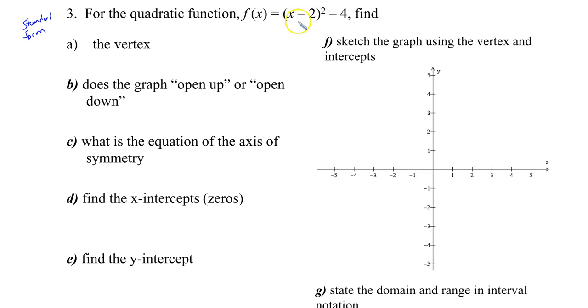The vertex is where did it get shifted to horizontally. Remember, this negative means it shifted to the right 2 units. So if we shift it to the right 2 units, we have an x value of 2, and we shifted it down 4.